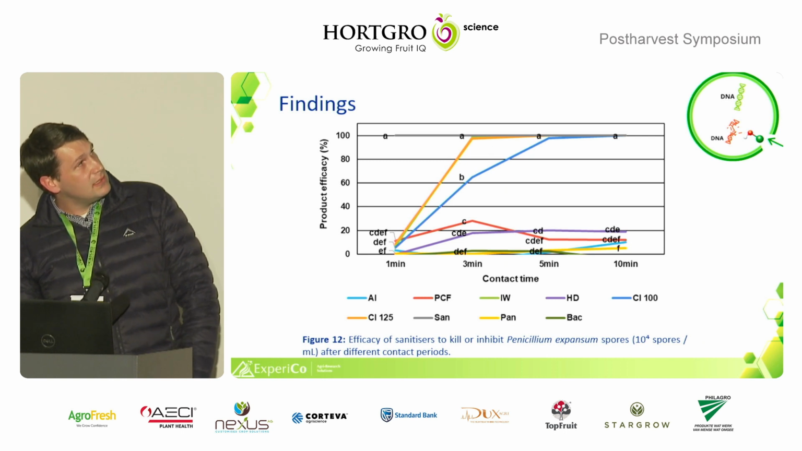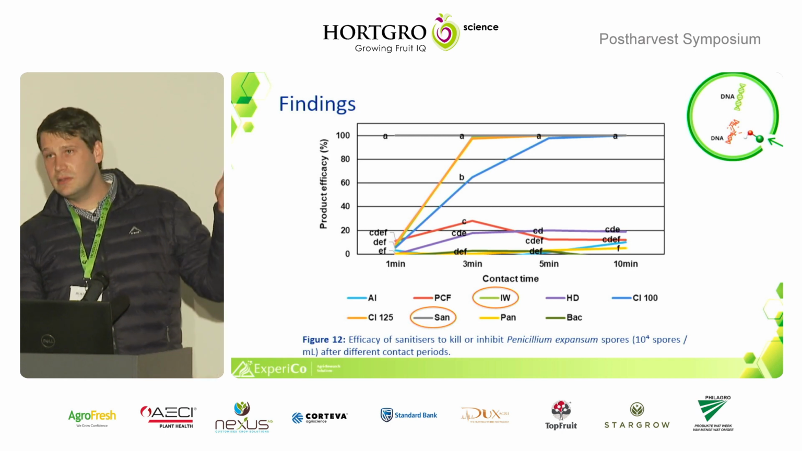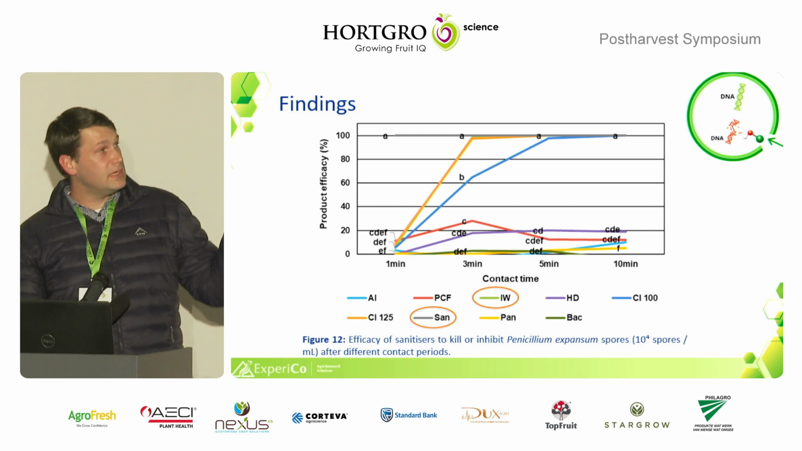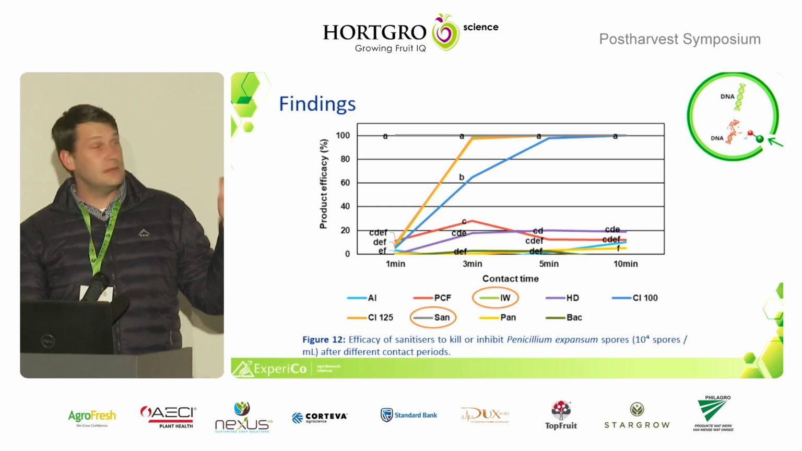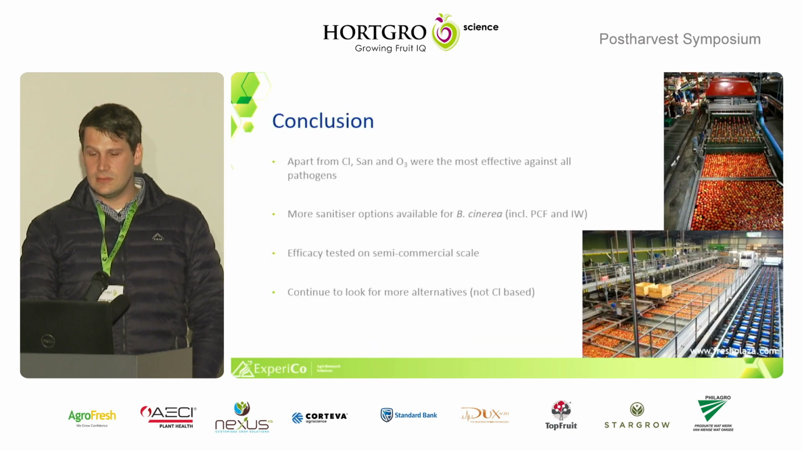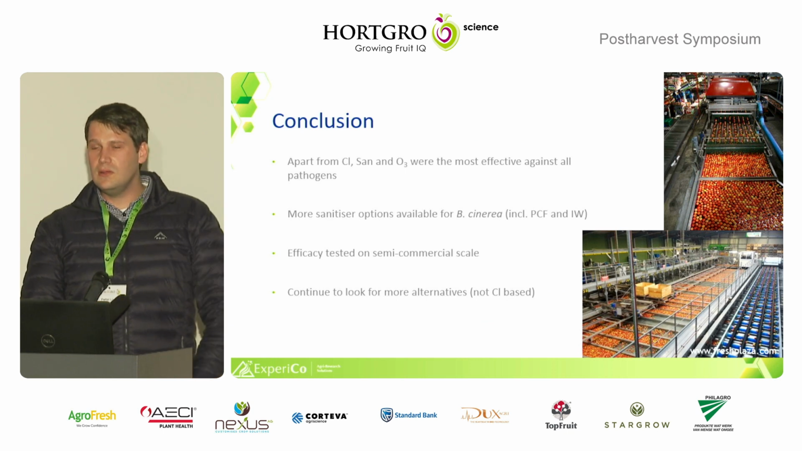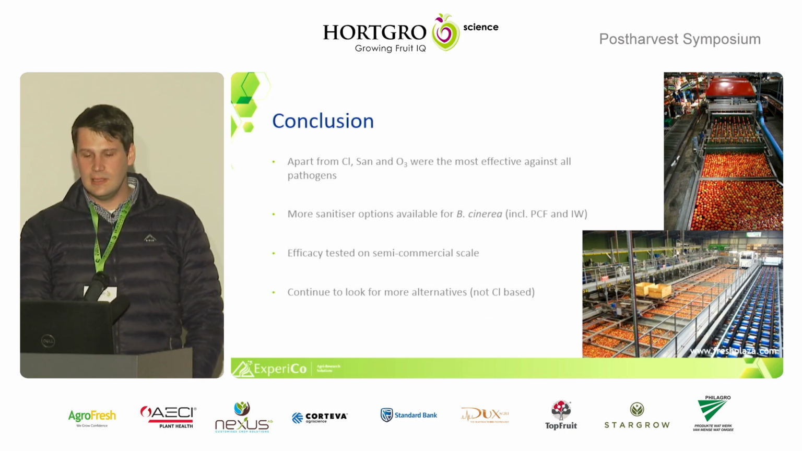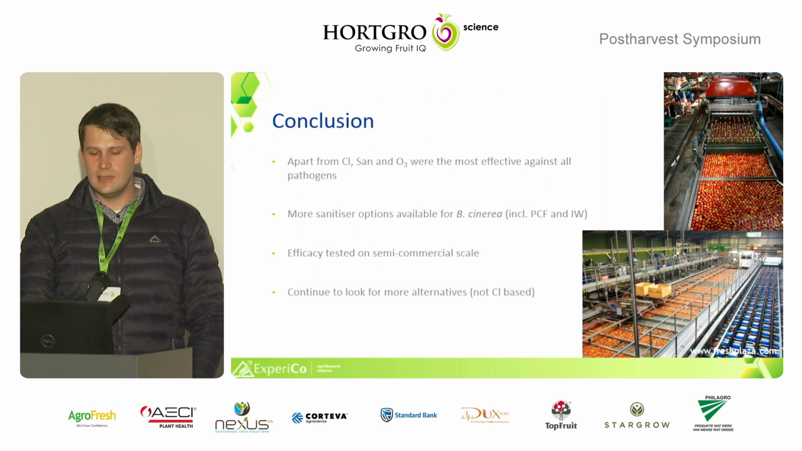Just the time scale here: ionized water and chlorine actually being effective within 3 to 5 minutes, but your hypochlorous acid is doing well within 1 minute. You get a kill effect against penicillium. So in conclusion, we've got an additional ozone and hypochlorous acid to work with, a broader range to work with for botrytis, but again, the focus being penicillium and Alternaria.